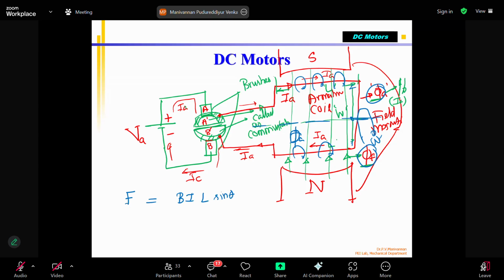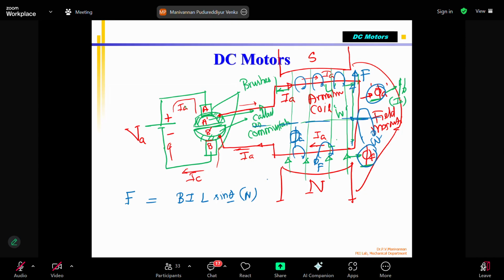The force will act like this, correct? The force is acting like this, and the bottom side will be acting in this direction. So because of that, they rotate with each other, making the armature rotate because it is free. So many newtons of force are created in a single turn. And please note that it depends upon the angle.